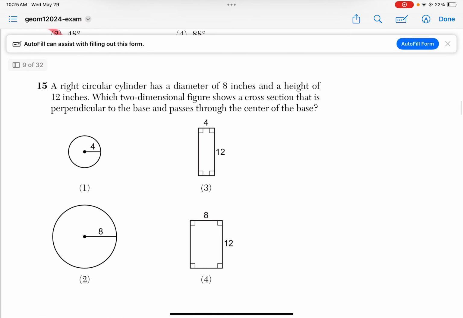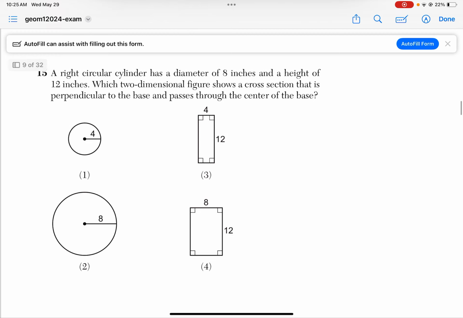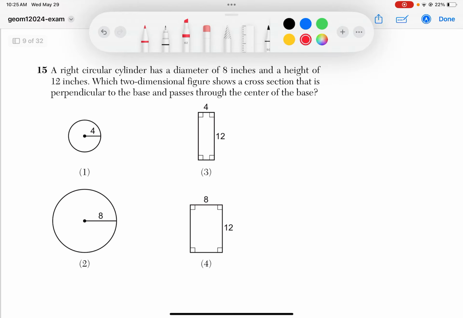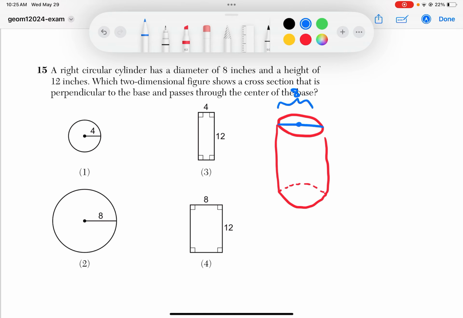Number 15, a right circular cylinder has a diameter of 8 inches and a height of 12 inches. Which two-dimensional figure shows the cross-section that is perpendicular to the base, passes through the center of the base? We don't have a drawing, so let's make a drawing. We have a right circular cylinder. Here's my cylinder, kind of like a paper towel roll. Okay? Diameter of 8. Height of 12.